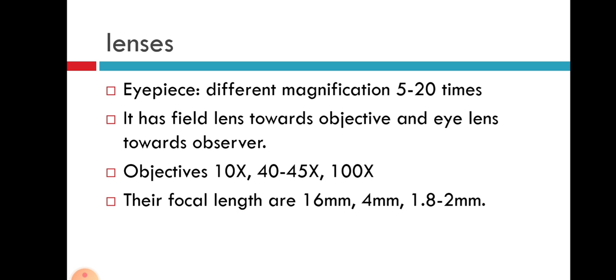Whereas objectives are generally of 3 different magnifications. Low power is 10x, high power is 40 to 45x, and oil immersion is 100x. The focal lengths of these are 16 mm, 4 mm, and 1.8 to 2 mm respectively. These objectives are mounted on a revolving nosepiece for convenience. The eyepiece and objectives are fitted to the 2 ends of a hollow tube called the body tube.